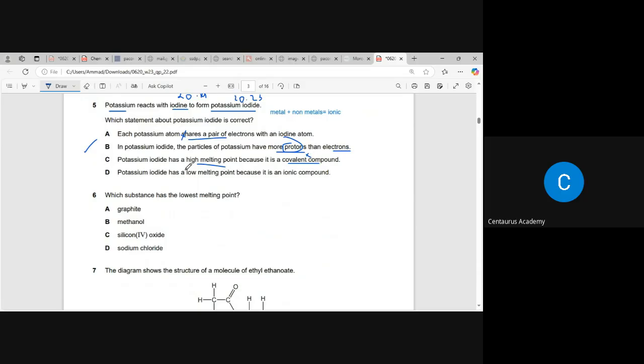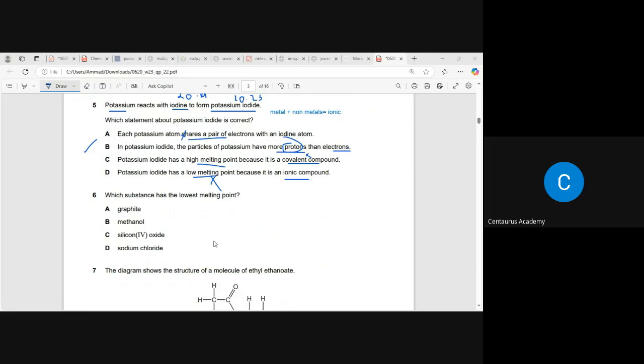So we're going to eliminate C as well as A, and the last option D, which is a low melting point, is absolutely incorrect. It is an ionic compound, but not with a low melting point. Are we clear? By far, B is the right answer. Yes, good, Zoya. All right, moving on to the next question.